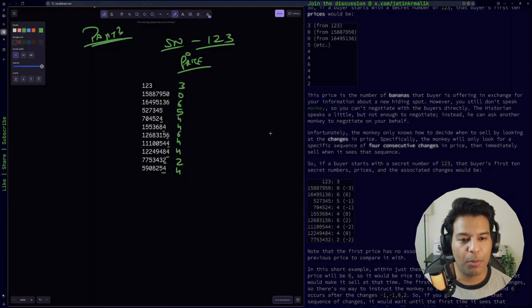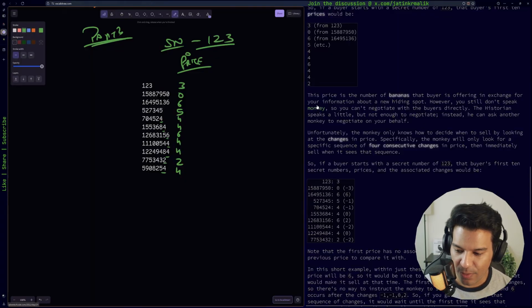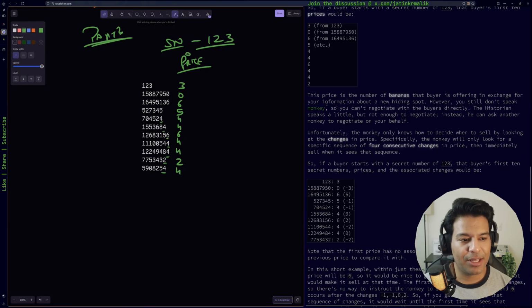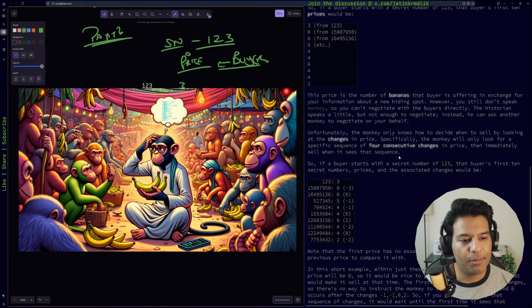However, you still don't speak monkey. And I think this is again a reference back to 2022. So you cannot negotiate with the buyer directly. We don't speak monkey, and the historian speaks a little, but not enough to negotiate. Instead, he can ask another monkey to negotiate on your behalf. Unfortunately, the monkey only knows how to decide when to sell by looking at the changes in the price. Specifically, the monkey will only look for a specific sequence of 4 consecutive changes in the price and then immediately sell when it sees that sequence.